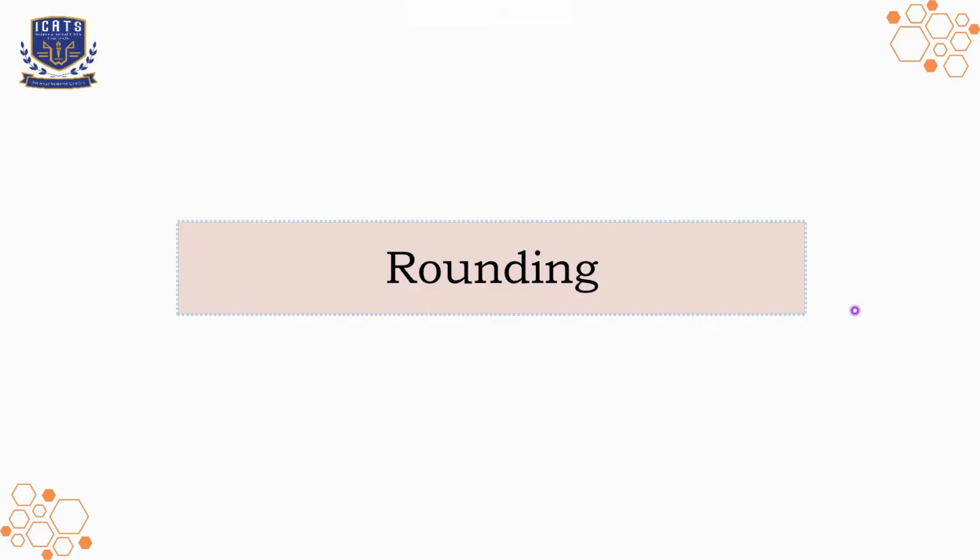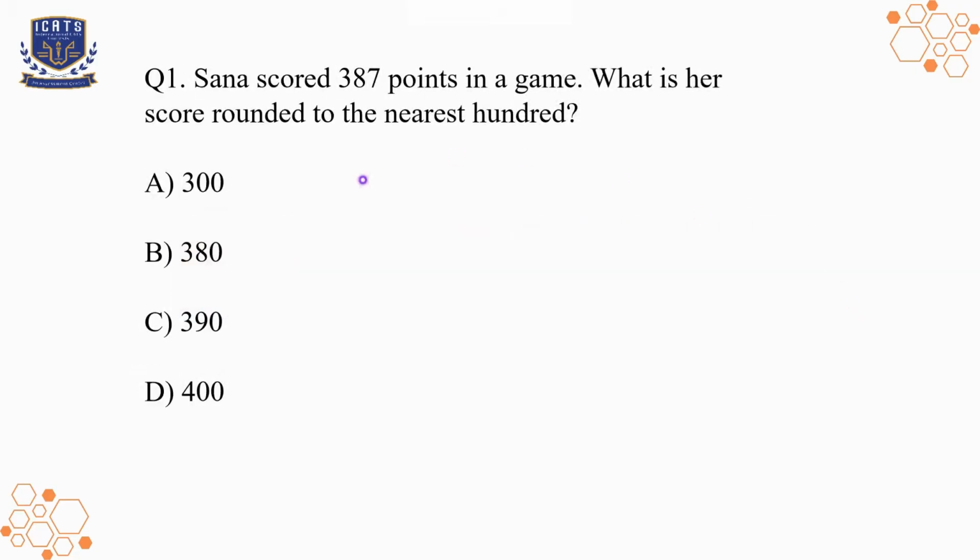Now we will do questions related to rounding. Question number 1. Sana scored 387 points in a game. What is her score rounded to the nearest 100? Option A is 300, option B is 380, option C is 390, and option D is 400.